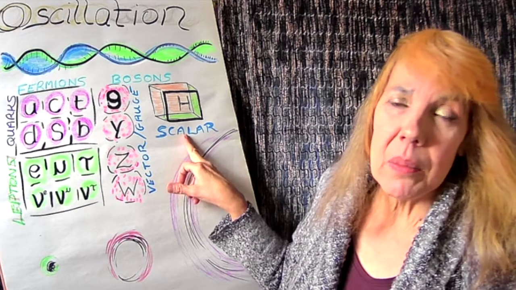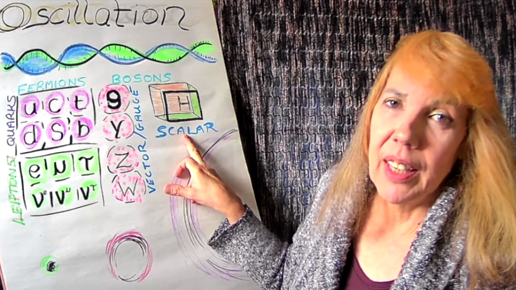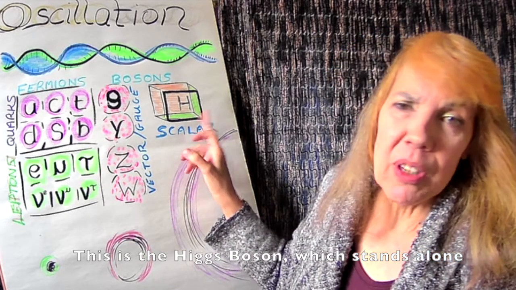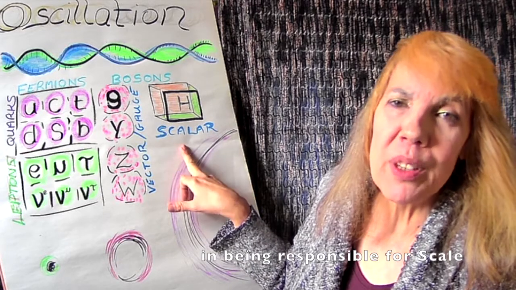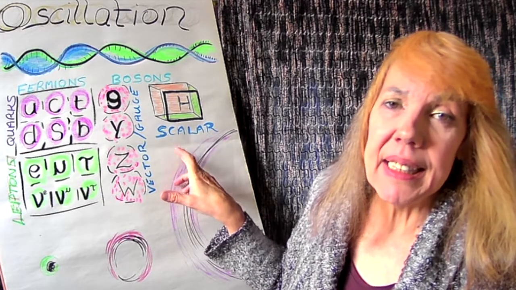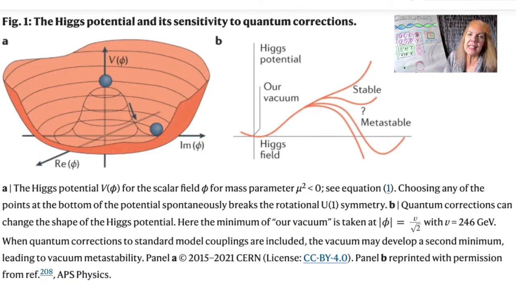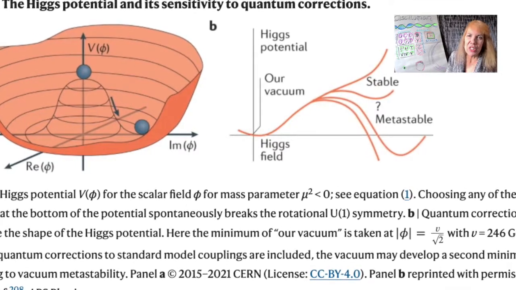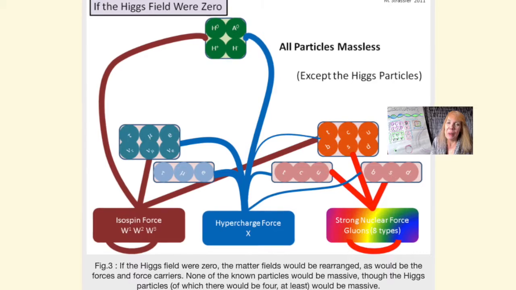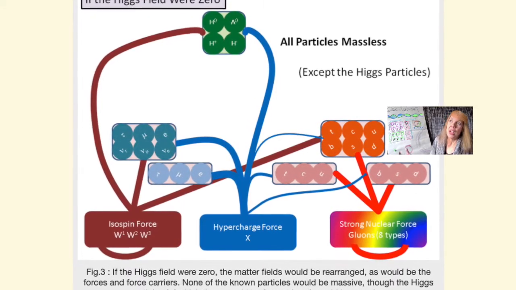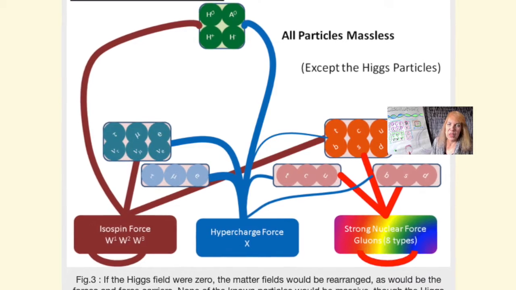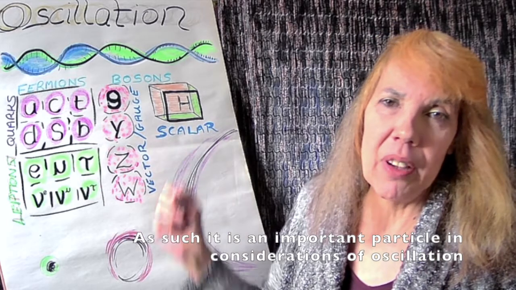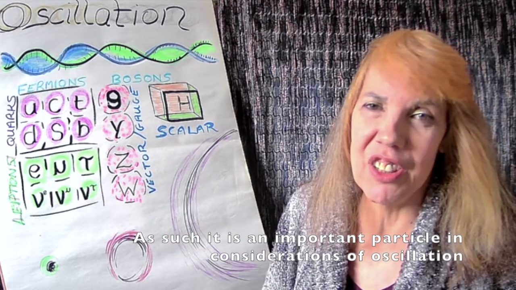But this one we can't, because this is the Higgs boson, also known, unfortunately or fortunately, as the God particle. The Higgs boson is alone in being responsible for scale. It's said that when a particle comes into existence, in reality, it only comes into existence by interaction with the Higgs field. So without the Higgs boson, without the Higgs field, there is no 3D construct that we could possibly comprehend or be part of. So this is an important particle in our considerations of oscillation.